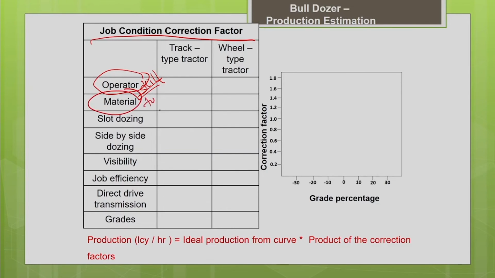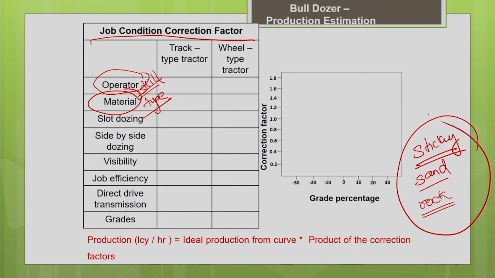Similarly, the material type. If your material is very tough, say very sticky to handle, then in that case the productivity will be less. In the same sense, if the material is totally non-cohesive sand, in that case also it won't easily roll in front of the blade, so productivity is going to be less. If it is rock pieces, short rock, it's going to be difficult for the blade to push. So in all these cases, you have to apply the correction factor according to the type of material. Those factors are available in the literature.